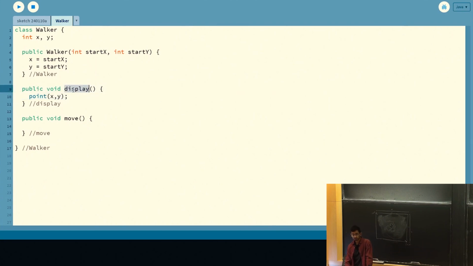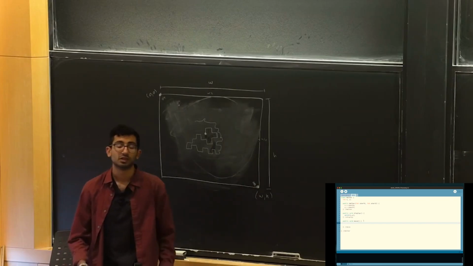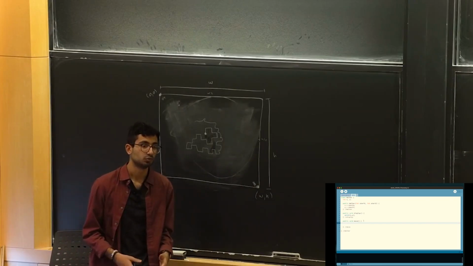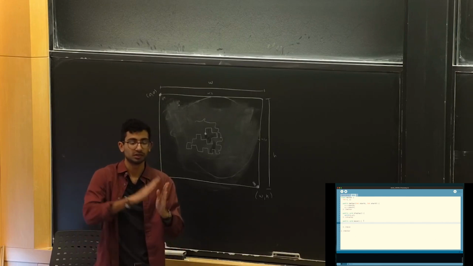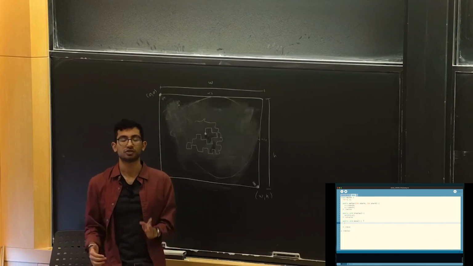And so every time we display our walker, it will just put a point on our canvas at the walker's x and y position. Now, how do we want our random walker to move? Well, like we said, at every time step, we want it to randomly pick a direction and walk one unit in that direction.